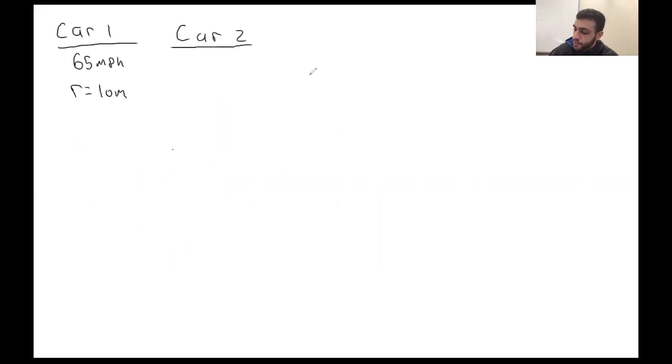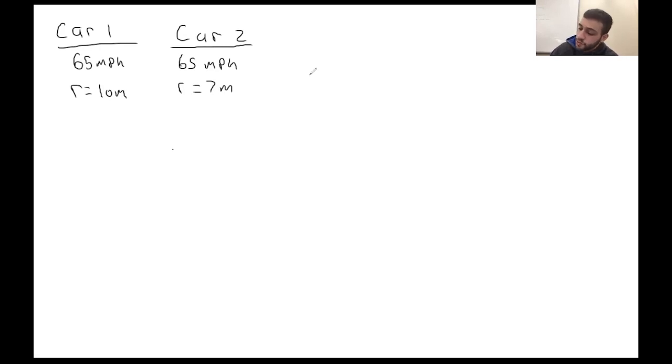All right, so we have one car that's going, so we'll say car one. We know that one's at 65 miles per hour, and we know the radius is 10 meters. We also have car two, and that is also at 65 miles per hour, and the radius is 7 meters.